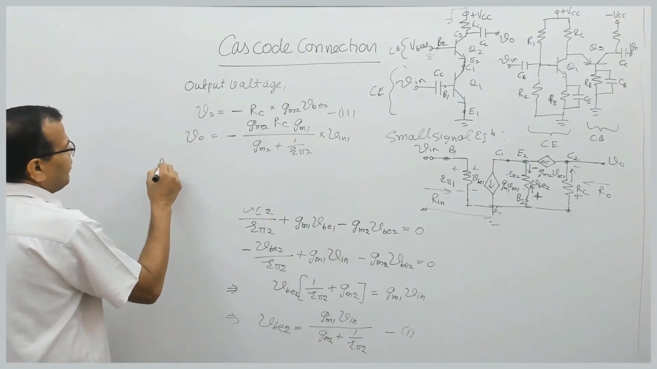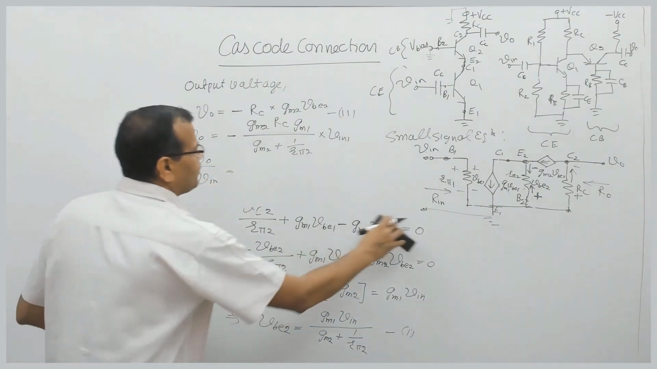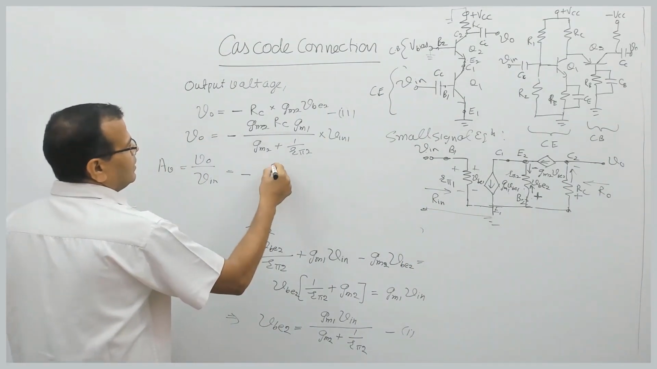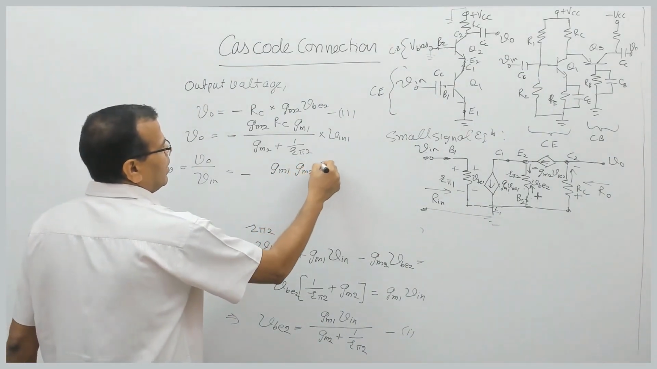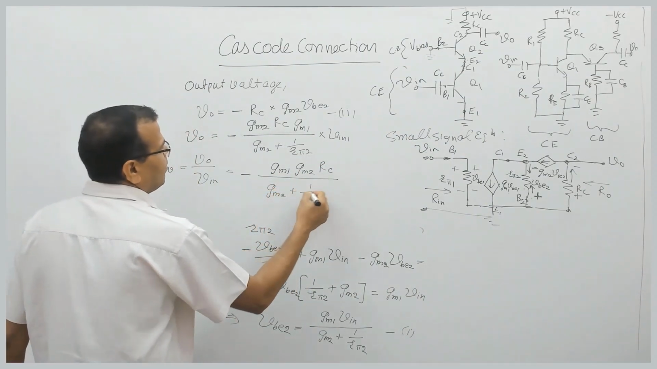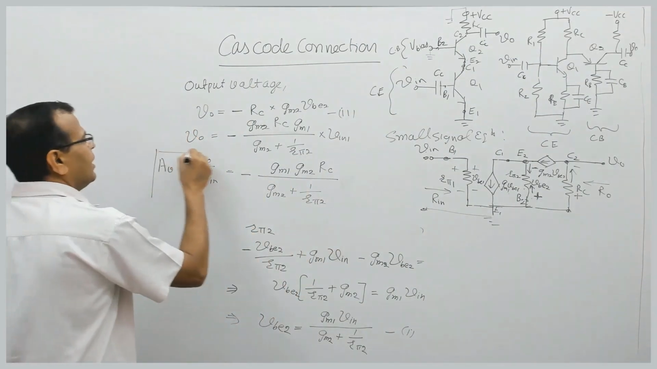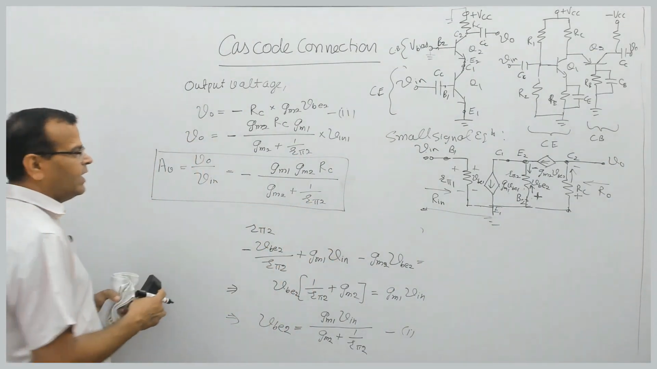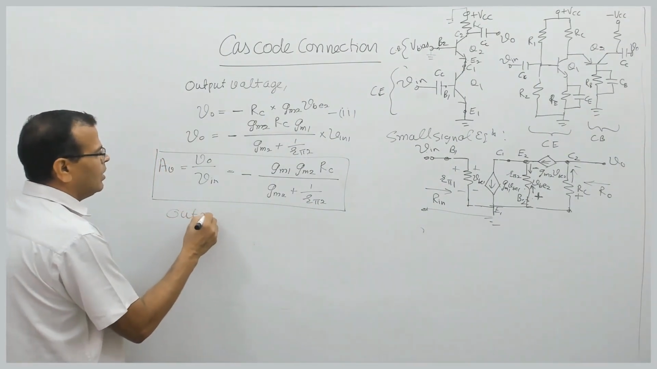Voltage gain of the amplifier AV will be V0 upon Vin, that is equal to minus GM1 GM2 RC divided by GM2 plus 1 by R pi 2. That is the voltage gain of the amplifier. Fine. Now let us see the output resistance of the cascode connection.